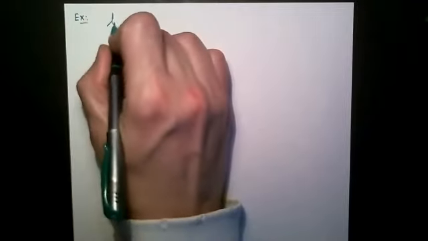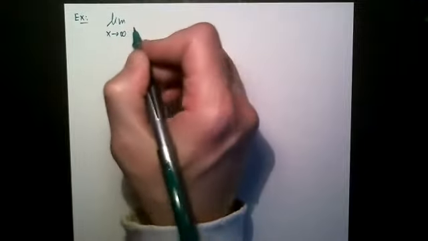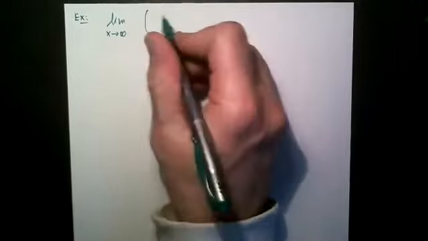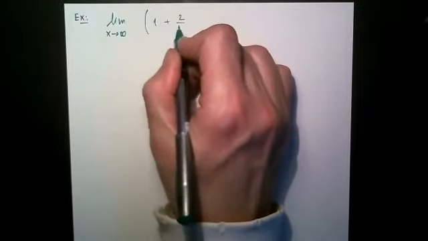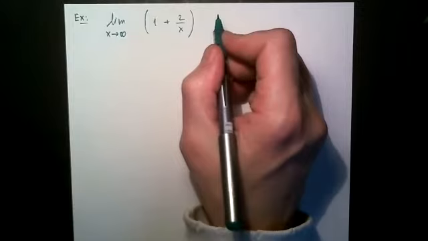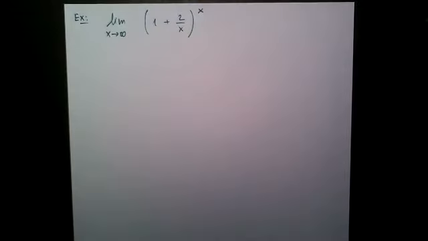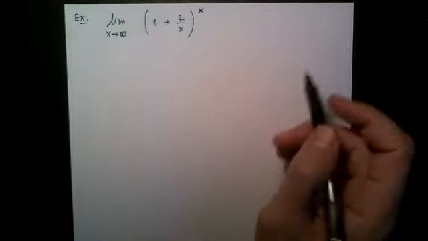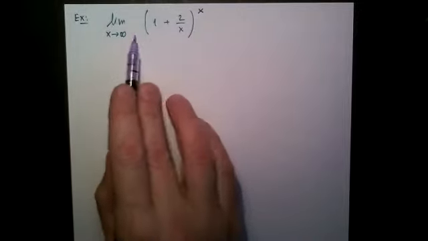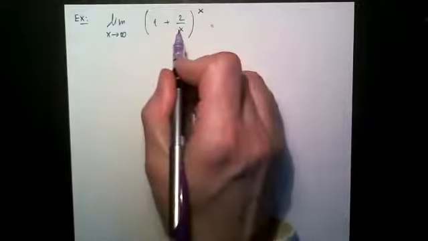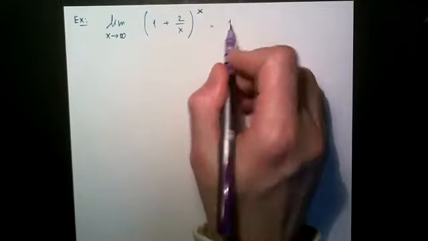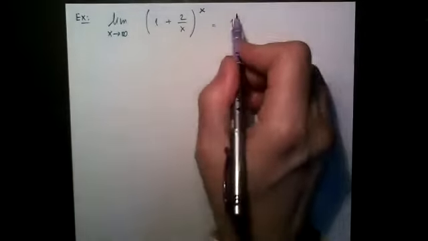Another example. So let's say limit as x approaches infinity of 1 plus 2 over x, to the power of x. Okay, so here's a pretty complicated limit. Because if you were to put infinity here, you will get 1 plus 0, so you get 1 to the power of infinity.